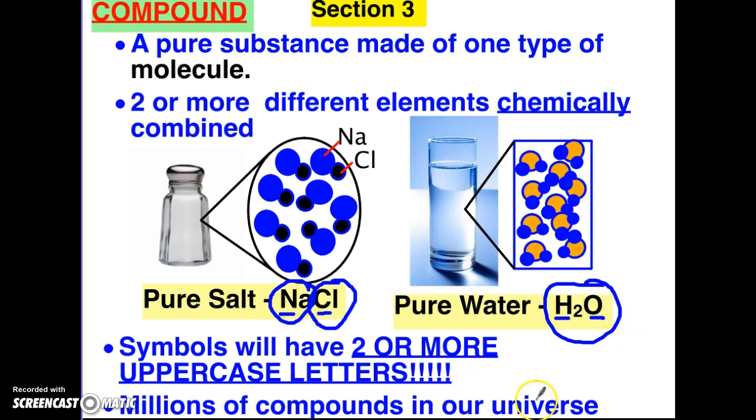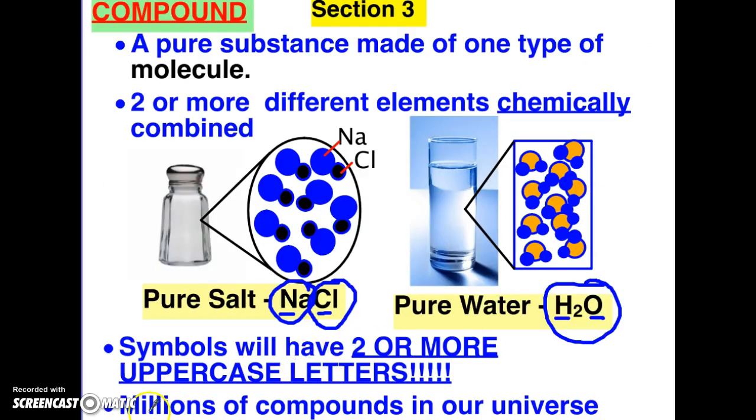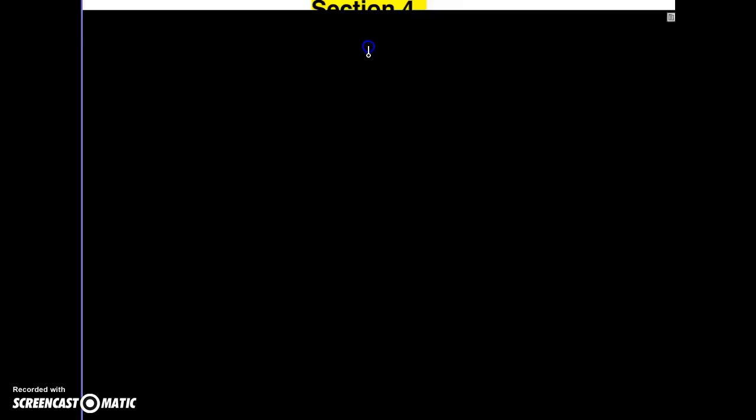And there's millions of compounds in our universe. So if we think back to our last slide, there's only about 100 different elements that are found on the periodic table, but there are millions and millions of combinations of them that make compounds in our universe. Make sure you write a question about the compound because here comes section 4.